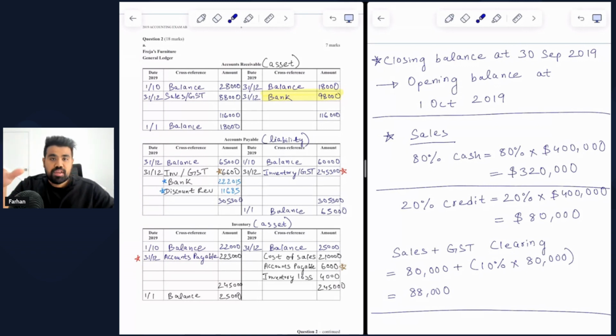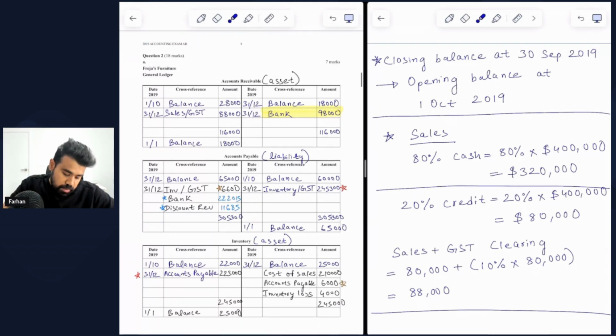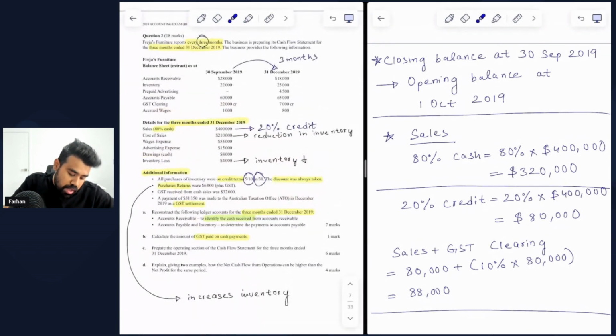So liabilities should always have an opening balance on the credit side and a closing balance on the debit side. Also, liabilities by default are always credited, which means when they increase, we have to credit them. Basically, this is the exact opposite treatment compared to the assets. So let's go back to our question. You can see that accounts payable had a closing balance of 60,000 on 30 September 2019, which will become the opening balance on 1st of October 2019, and a closing balance of 65,000 on 31st of December 2019.